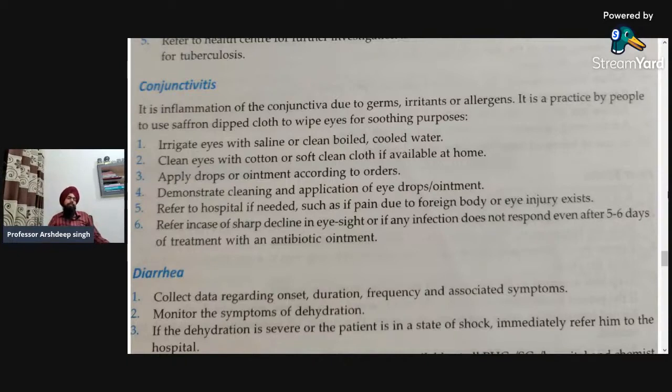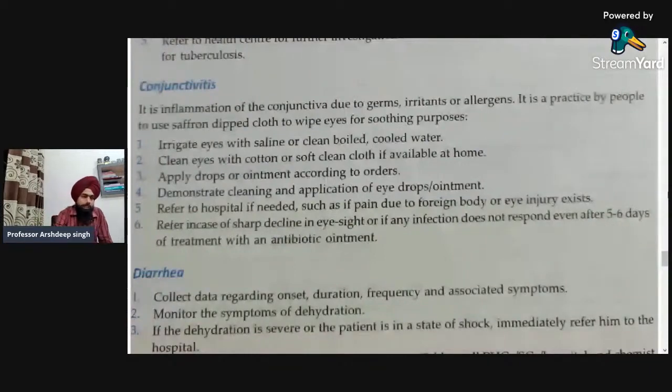So refer to the hospital immediately if there is pain due to a foreign body or any injury. Last one, refer in case of sharp decline in eyesight, or if any infection does not respond even after 5 to 6 days of treatment. So when we are continuing with the treatment but the condition is not improving, we should consult with the doctor. It might be a major condition.